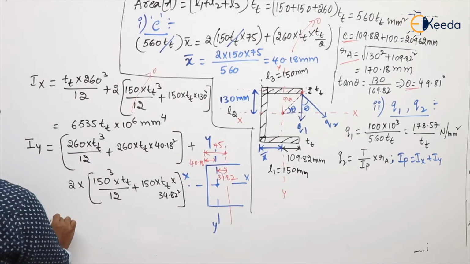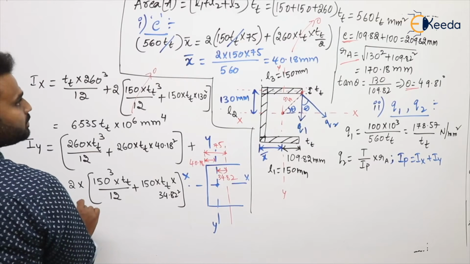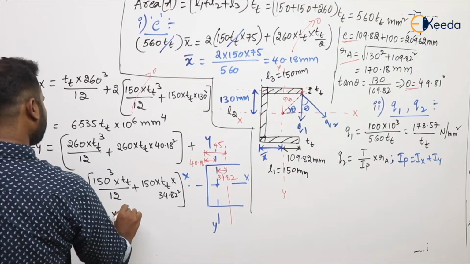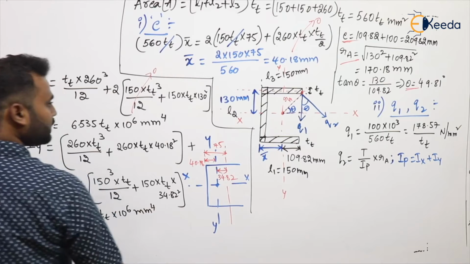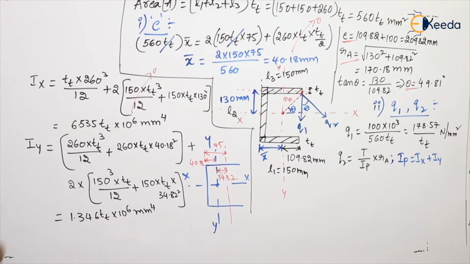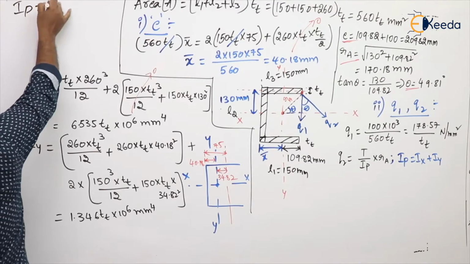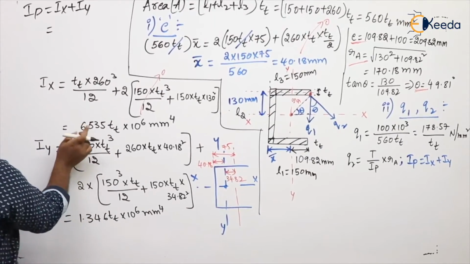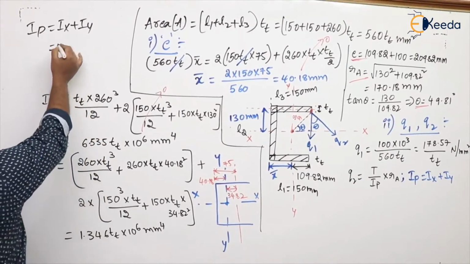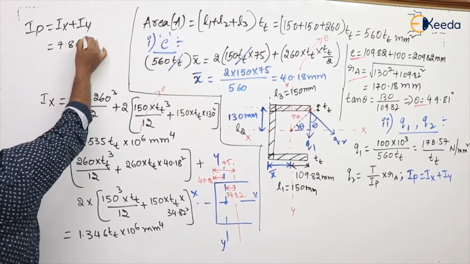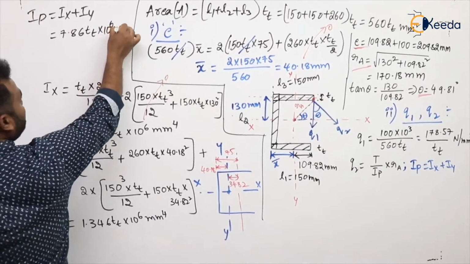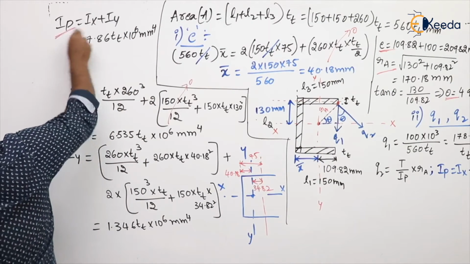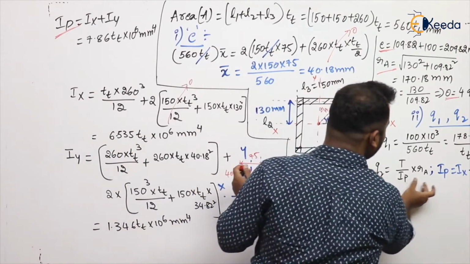Is it clear? Upon simplifying, IYY we will get as 1.346 TT into 10 to the power 6 mm power 4. Upon adding these two, we'll get IP. You know, IP is nothing but IXX plus IYY. So this is IX and this is IY. Now IP we are going to get as 7.86 TT into 10 to the power 6 mm power 4. This is IP. In this formula, we have calculated IP and RA, of course.